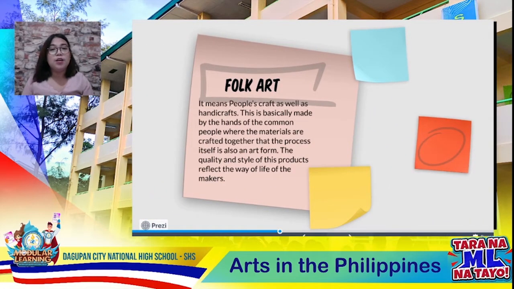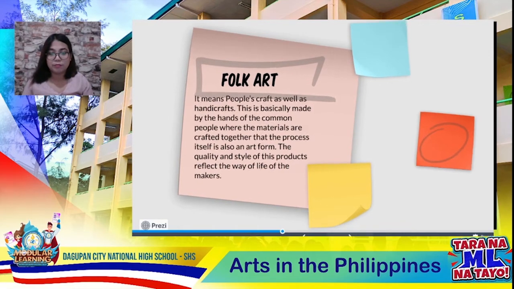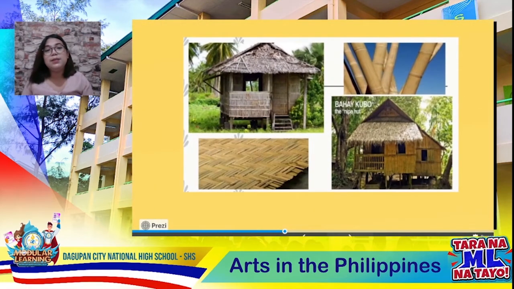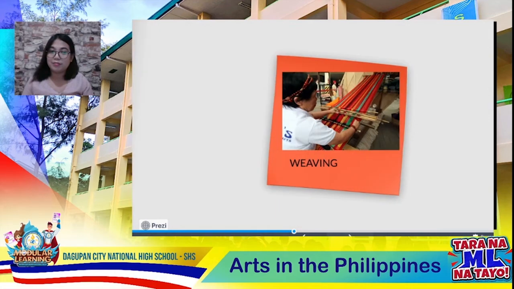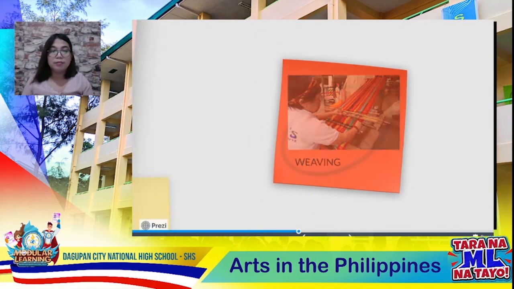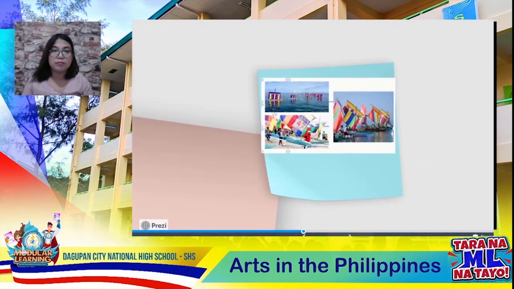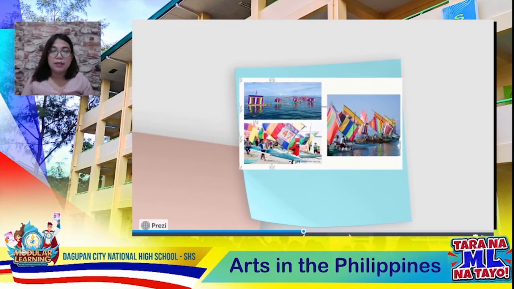Another example of visual art is what we call the folk art. This is basically made by the hands of the common people where the materials are crafted together that the process itself is also an art form. Examples are bahay kubo, weaving, and the boat making.